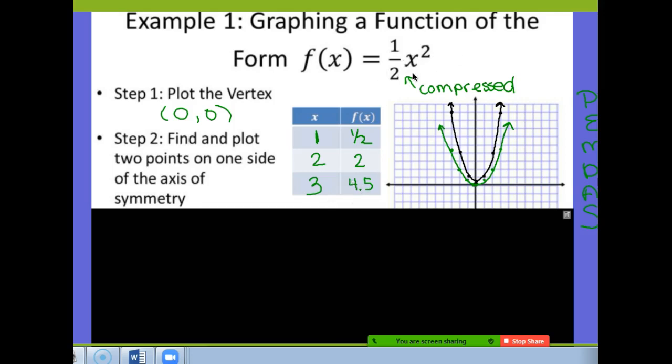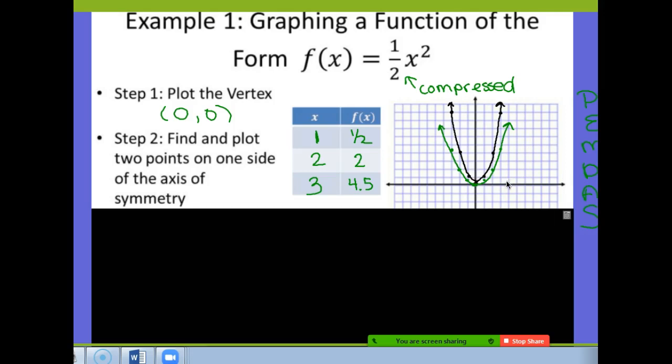It's important to note, a lot of times when we first start looking at these, students try to take 2 times 1/2 first and get 1 and then square it. Order of operations is PEMDAS, which means you have to do the parentheses or the exponents before you multiply or divide. So you cannot multiply this number in x before you square it. So your first step is to square that x value and then multiply.